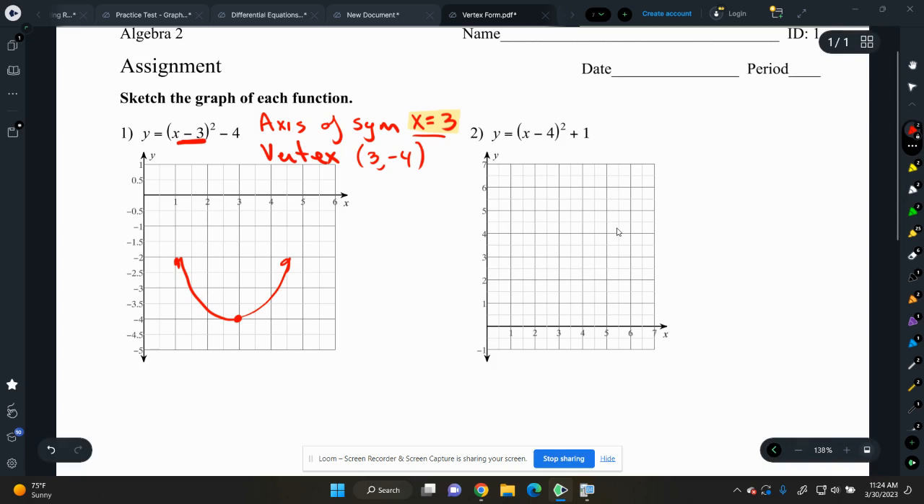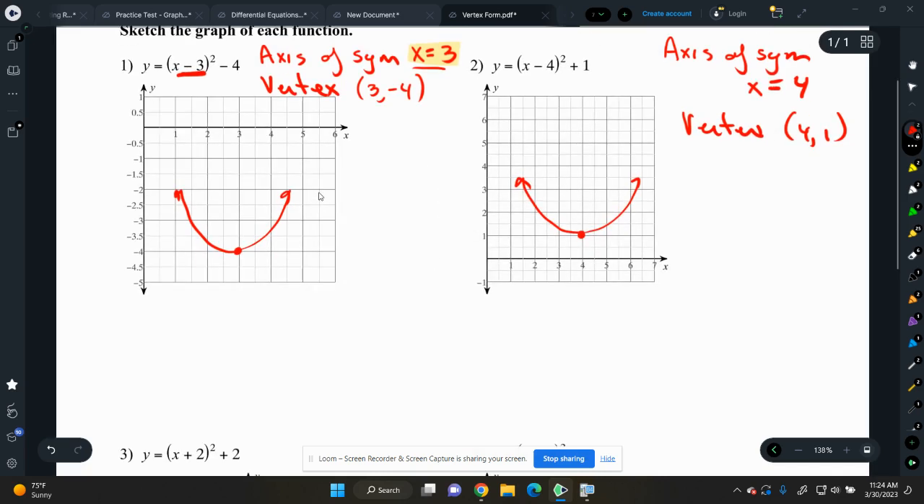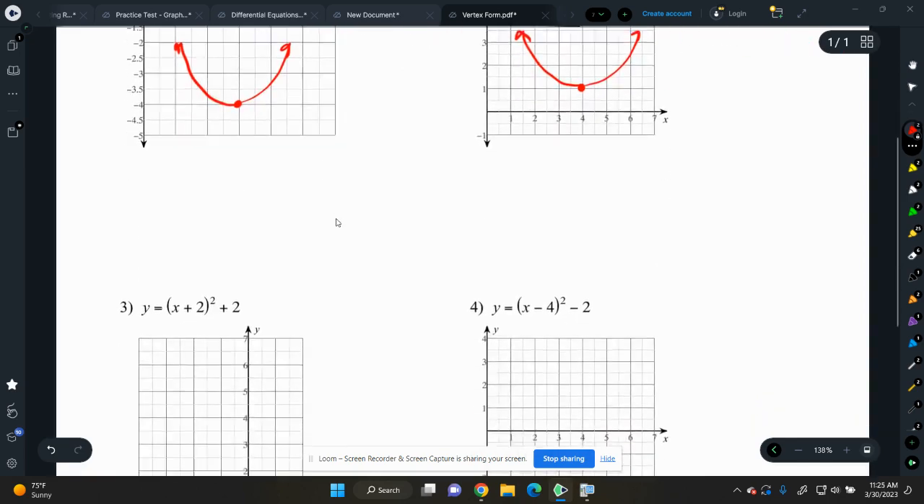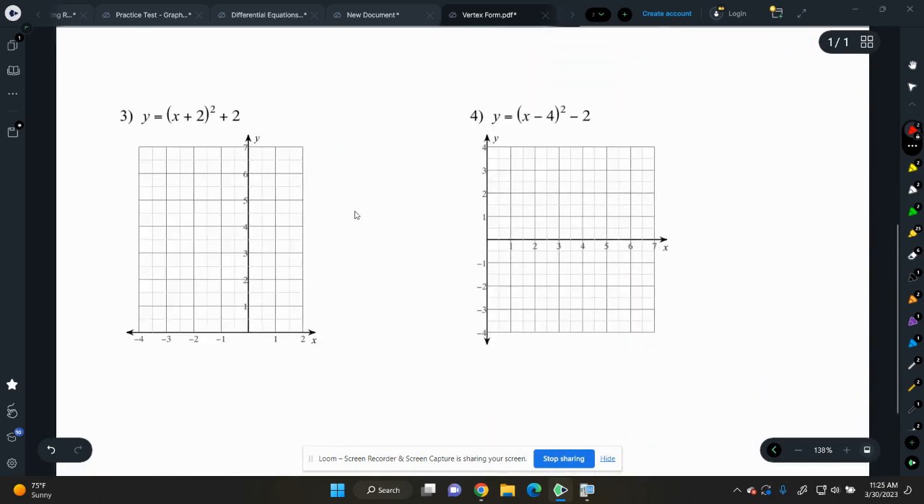Okay, the next one, number 2. What's the axis of symmetry? Good. X equals 4, and the vertex is 4, 1. These shouldn't take long at all, guys, right? This is so simple. My first grader could probably do it. Okay, maybe not first grade, but it's pretty simple. Next one. Michael, what's the vertex? What's the axis of symmetry?